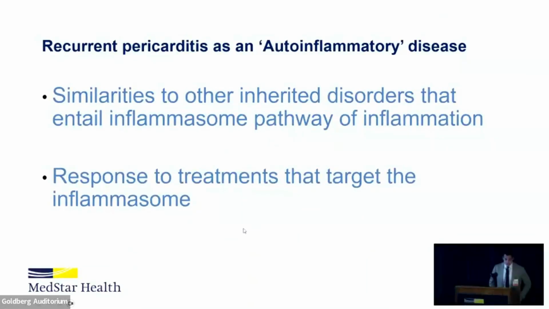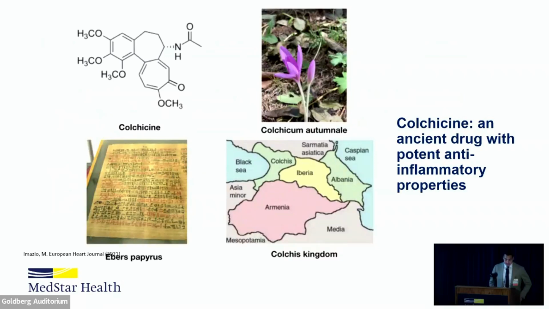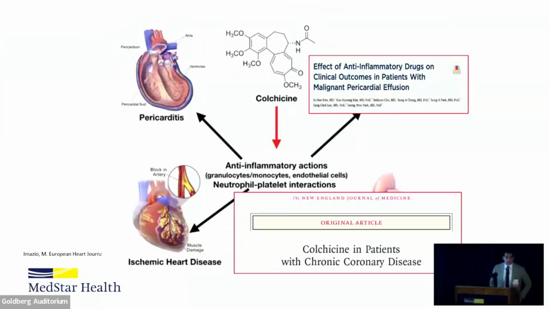We have derived this hypothesis based on similarities to other inherited disorders, which entail a similar pathway, the inflammasome, the enemy of every autoinflammatory pathway, and the response to treatments that target that inflammasome. And this has been studied in older trials as well with colchicine, interestingly, an ancient drug which is known to have potent anti-inflammatory properties. We had seen the effects with pericarditis. We talked about the COPE trial and the ICAP trial, but really there are more trials and more studies coming for other spectrum of clinical disorders, including a recent study in the New England Journal where they found colchicine has its role.